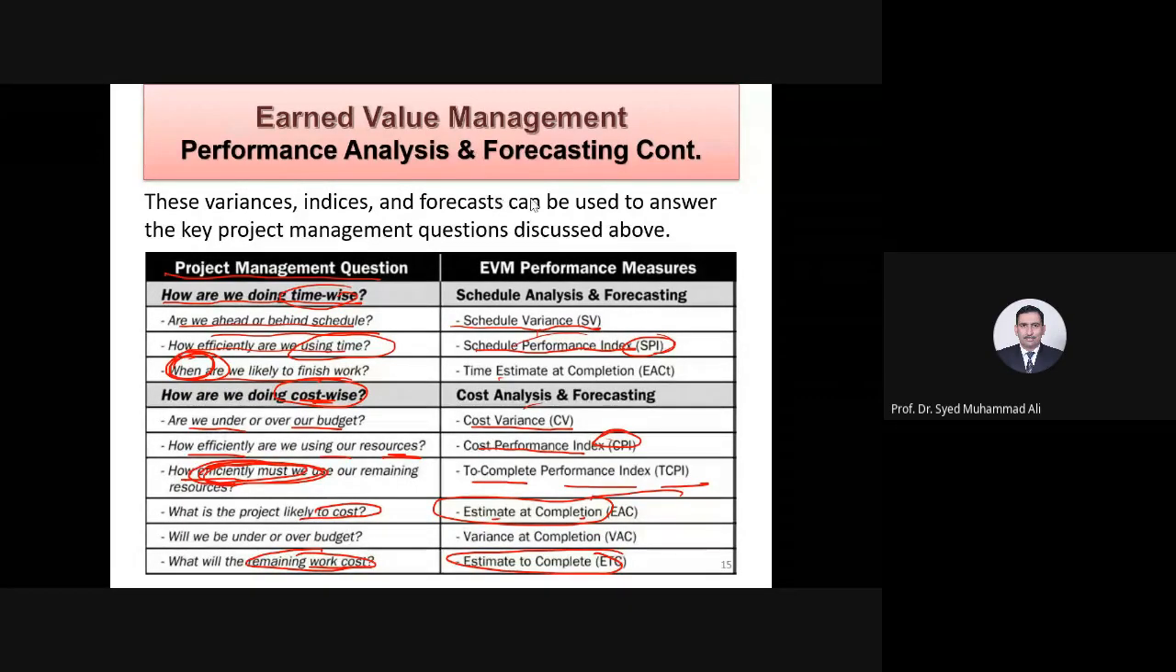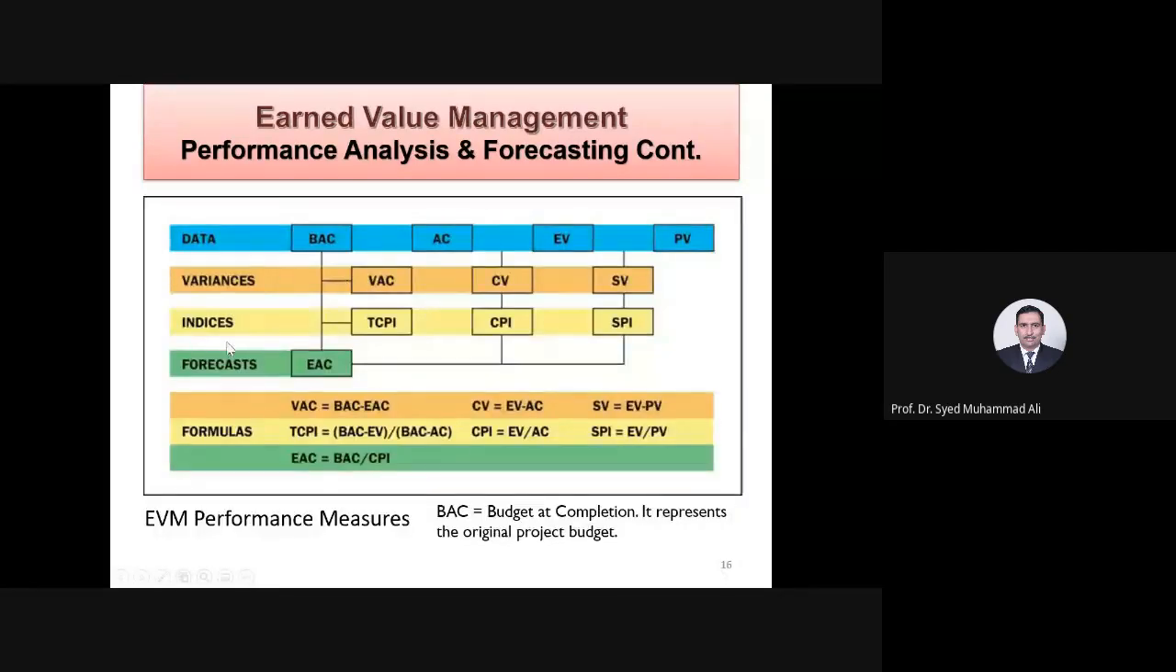Okay. Let's move. Now, this is the data. Basic data. BAC. What is that? BAC. Budget at completion. It represents the original project budget. Today you are sitting and planning a project which you are expecting to start on 1st of November 2021. So today you finalized your plan. So a certain budget has been fixed. So that is BAC. Next is AC, right? And then EV and then PV.